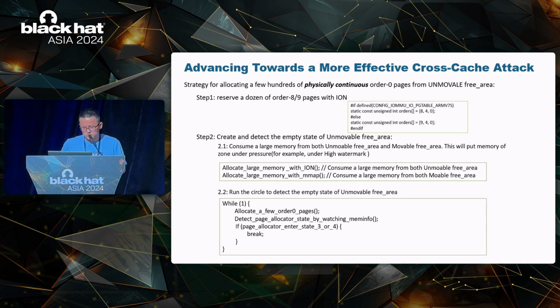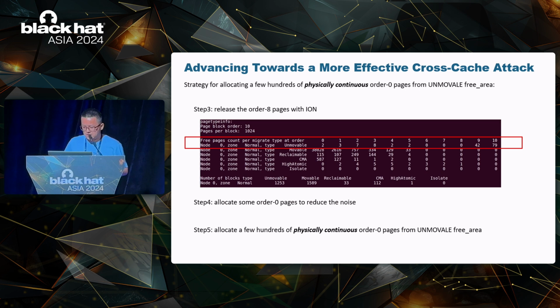So here is the strategy for allocating a few hundreds of physically continuous order 0 pages from the unmovable free area. Step 1, reserve a dozen of high order pages with ION. Step 2, create and detect the empty state of the unmovable free area with the technique we mentioned. Step 3, release the high order pages reserved in step 1. Step 4, allocate some order 0 pages to reduce noise. Step 5, allocate a few hundreds of physically continuous order 0 pages from the unmovable free area.